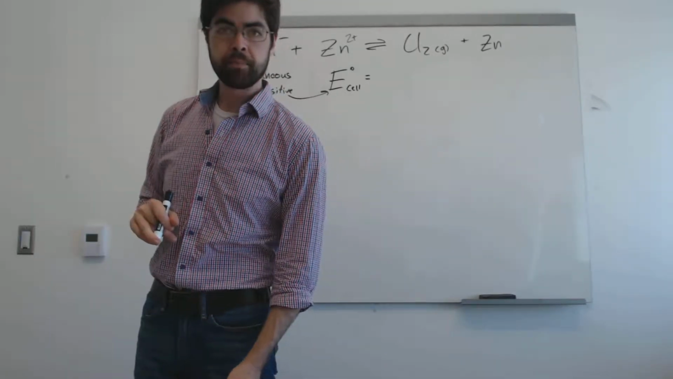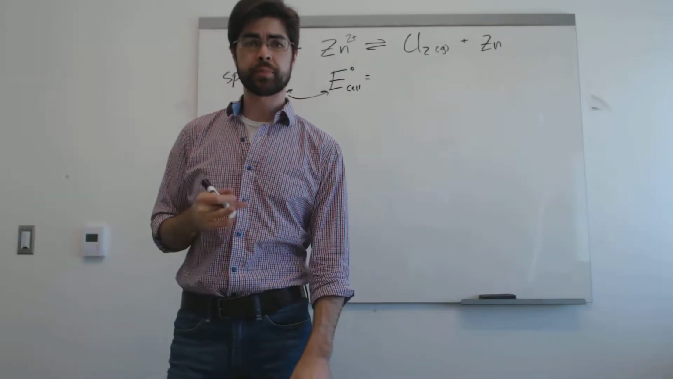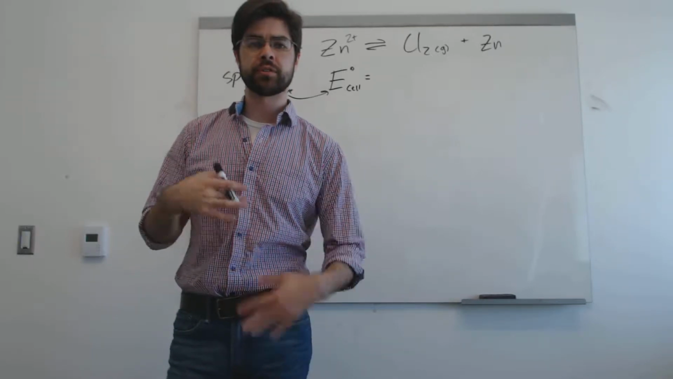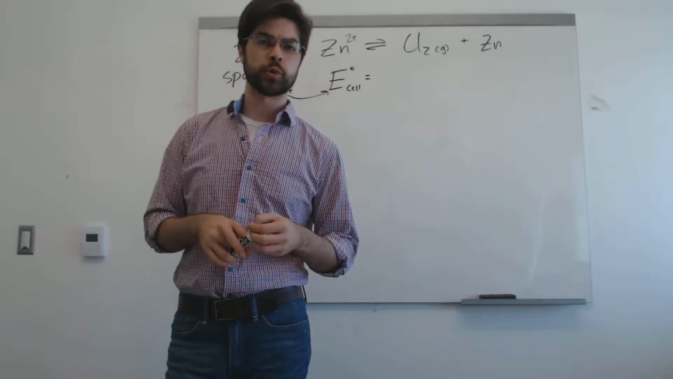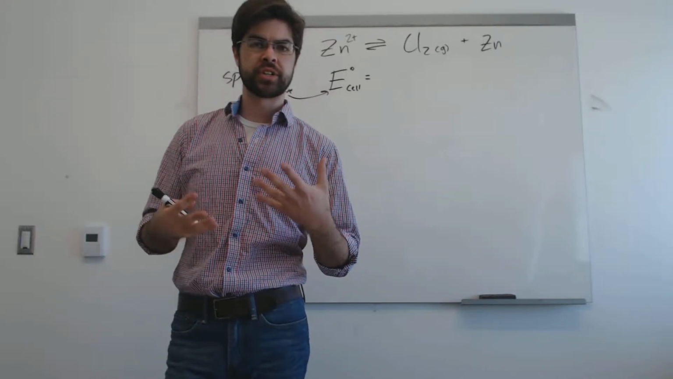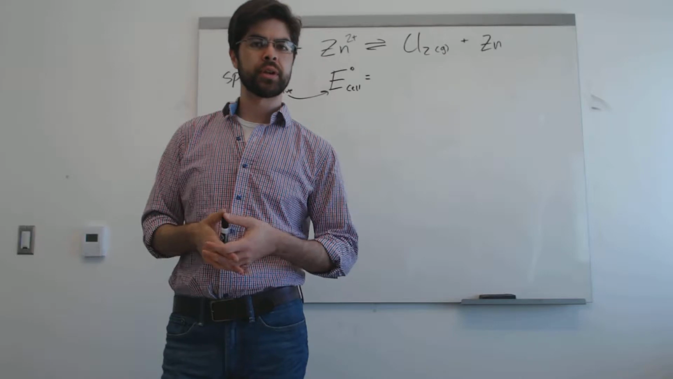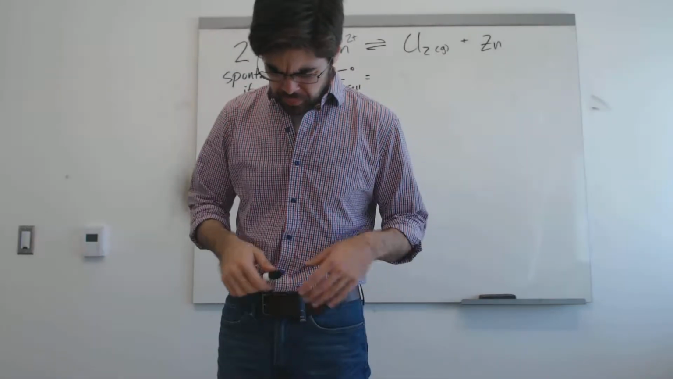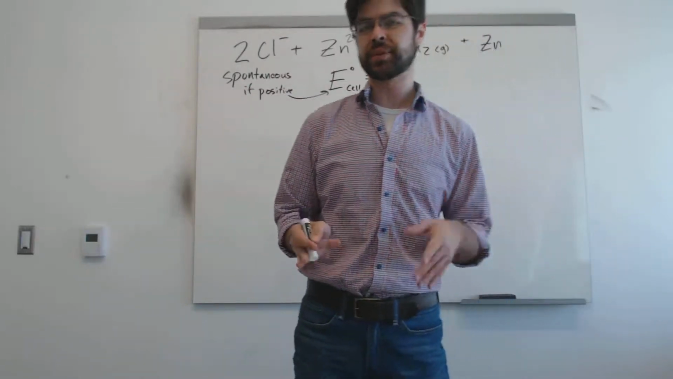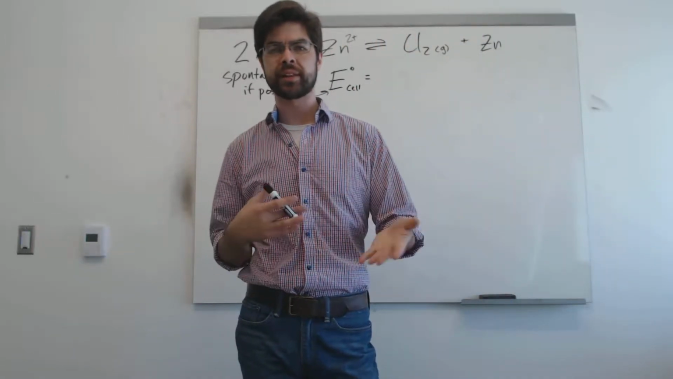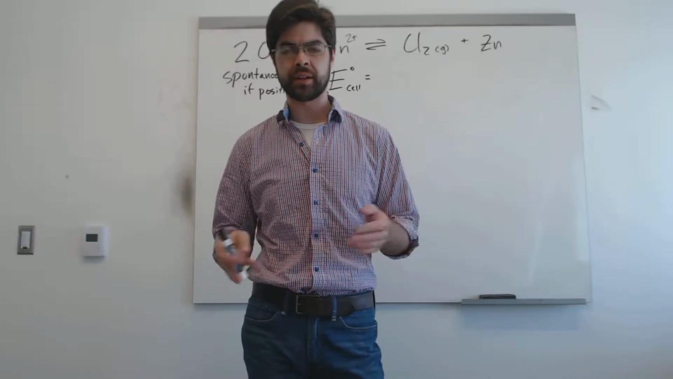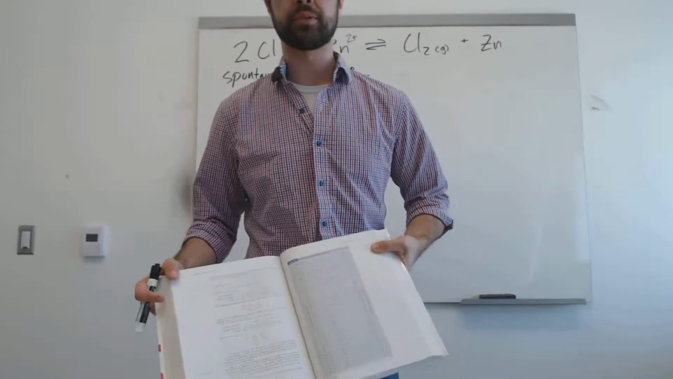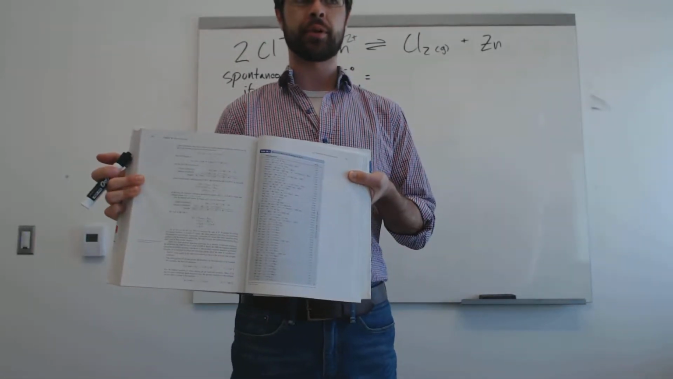Hi everyone. So I wanted to use this video as an opportunity to work through a few examples of using standard reduction potentials to make predictions about chemical behavior. The basic idea here is that standard reduction potentials generally describe how readily a substance wants to gain electrons, and we can use a table of standard reduction potentials to make predictions, again, about chemical behavior.